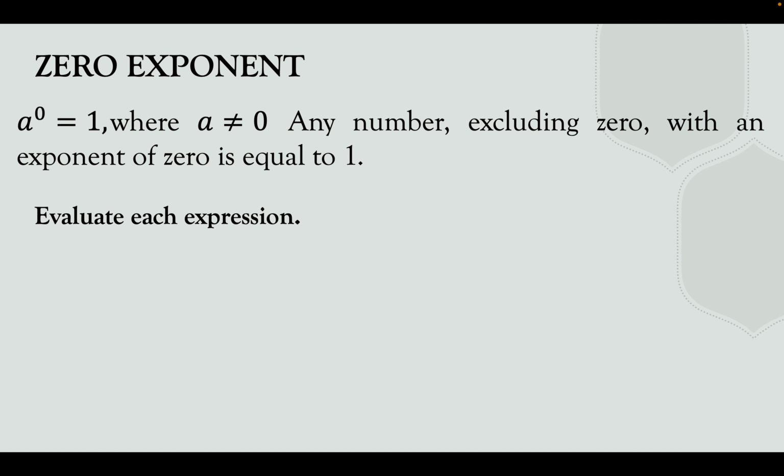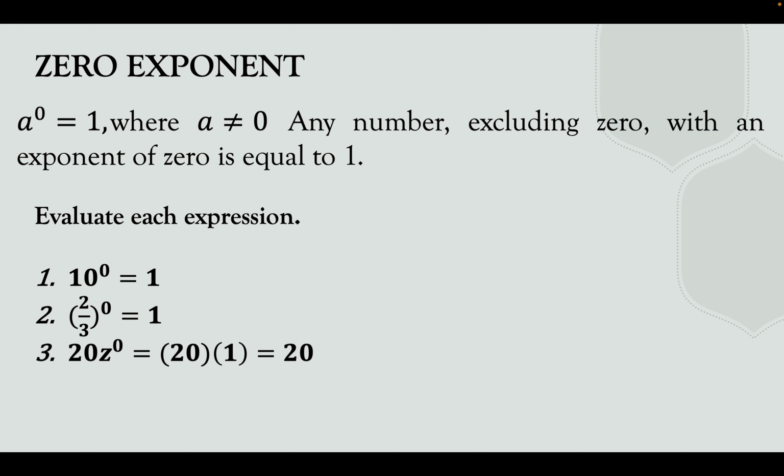Okay, so let's have an example. 10 raised to 0 is 1. 2 over 3 raised to 0, again, is equal to 1. Example number 3, 20z raised to 0. Since z is the only one raised to 0, that means 20 is not included in raising to 0, unless you have a parenthesis, 20z in parentheses raised to 0. Then all of them will result in 1.